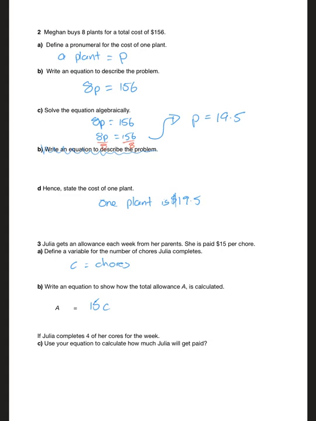Now, if Julie completes 4 of her chores, that should say chores, not cores, for the week, use your equation to calculate how much she will get. So A equals 15C, sorry. If C equals 4, so she does 4 chores, then A will be equal to 15 times 4, in brackets, which of course is equal to 60. Okay, and that's the answer to that one.